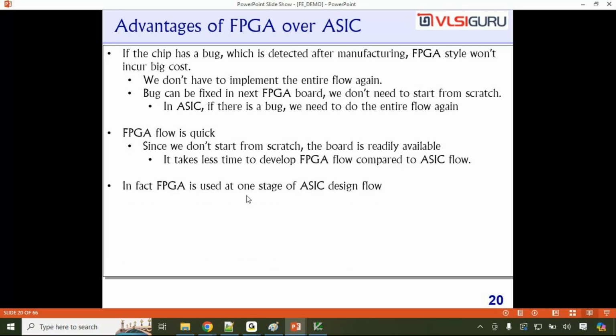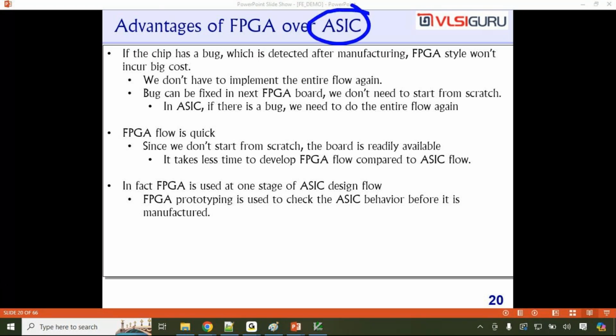In fact, FPGA is used in the ASIC design flow also. In the ASIC design flow also they use FPGA. That is called FPGA prototyping. Let's say I'm developing my own chip. Instead of completely relying on ASIC only, once I develop my RTL code, RTL stands for what? Register transfer level. Which language is used for this? Verilog. And let's say I put it onto the FPGA board.